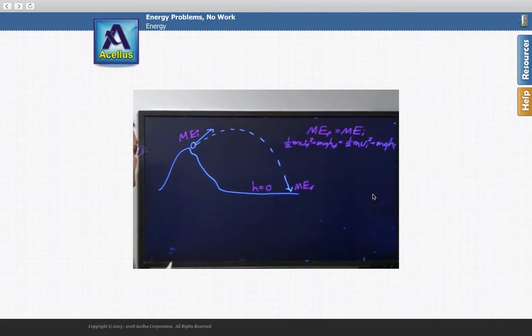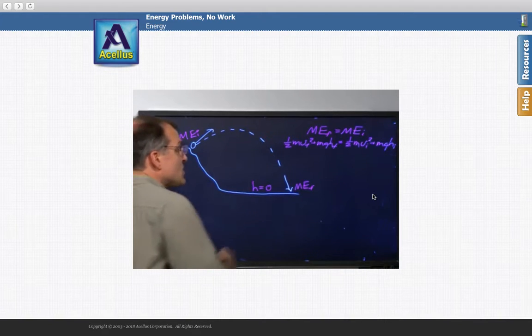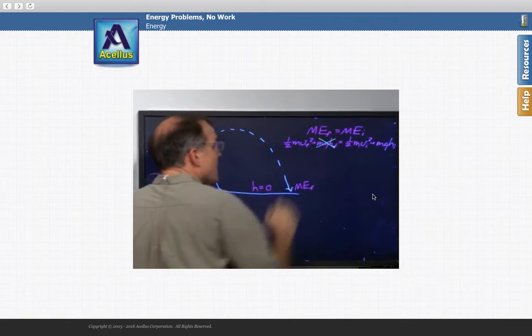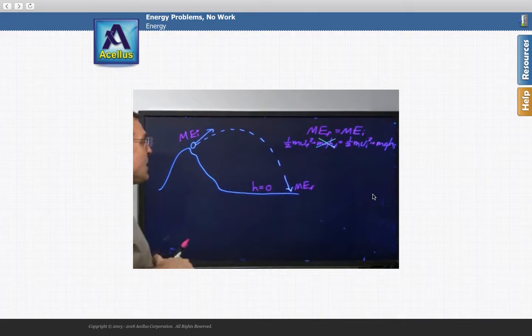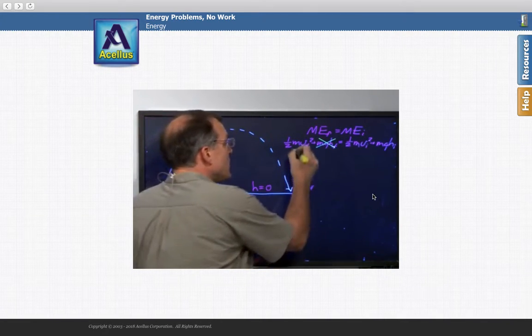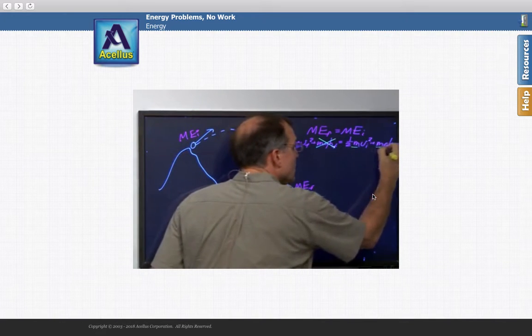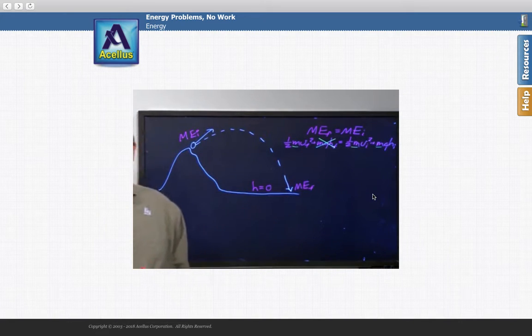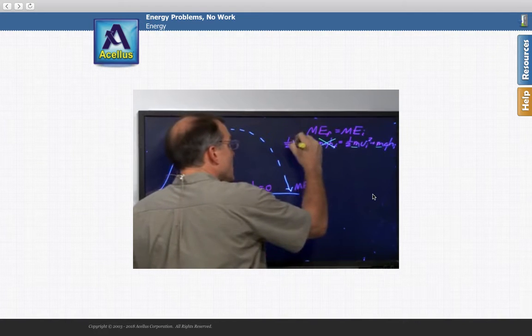Now, is anything zero? Yes, at the end, we're at no height, right? So there is no potential at the end. That goes away. And what else can we do? Every term has an m in it. So we can divide all the terms by m, and the m's go away.